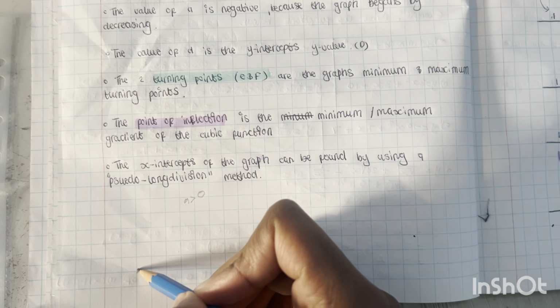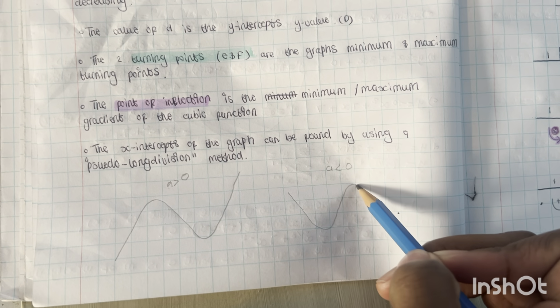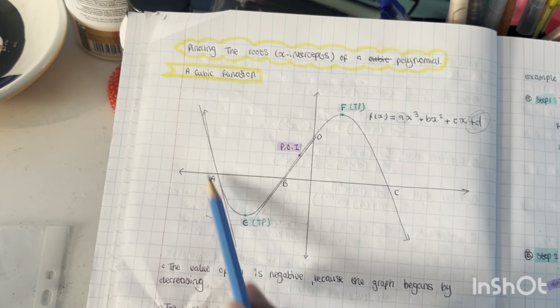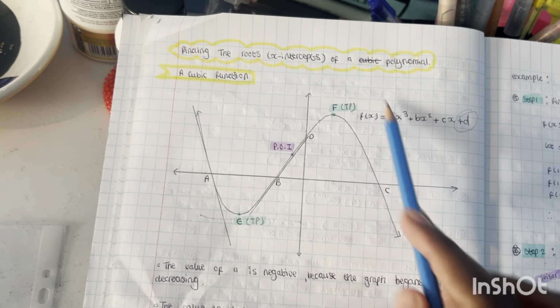And you know if it is negative, if your A is negative, it starts off by decreasing. So already here, this graph's A must be negative. Hence, it's decreasing like this. So that's the first thing I want to point out to you.